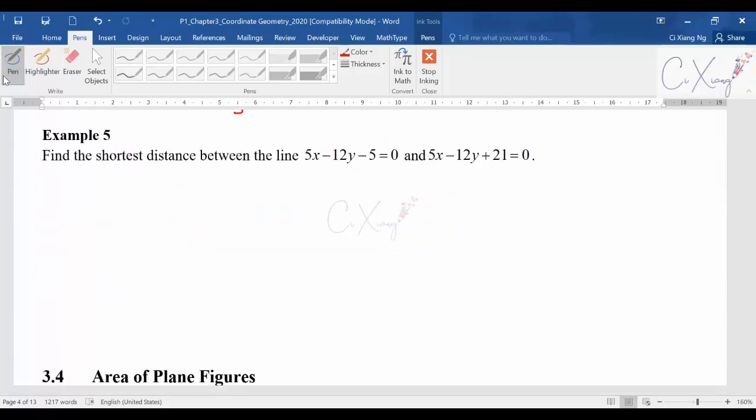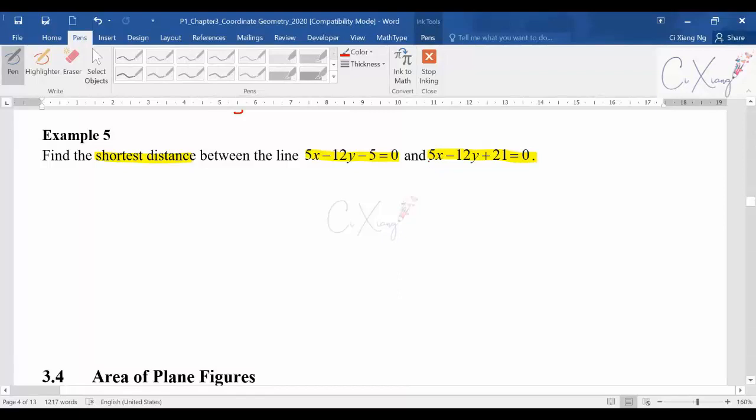Let's say I want you to find the shortest distance between this line and also this line. Okay, so now if I want to find the distance between two lines, it looks not so easy for you to do, because the formula applied is for a point to a line. But now you're having two lines here. Therefore, to find the shortest distance between two lines, you need to make a small adjustment here.